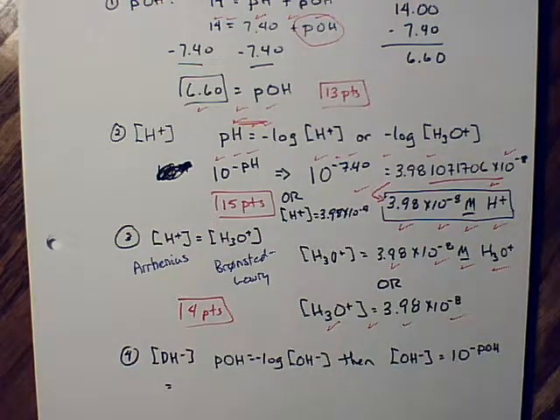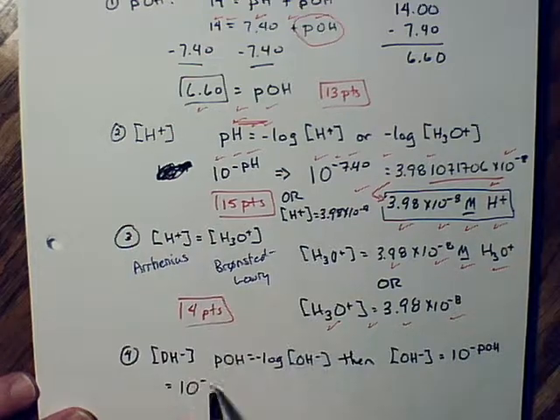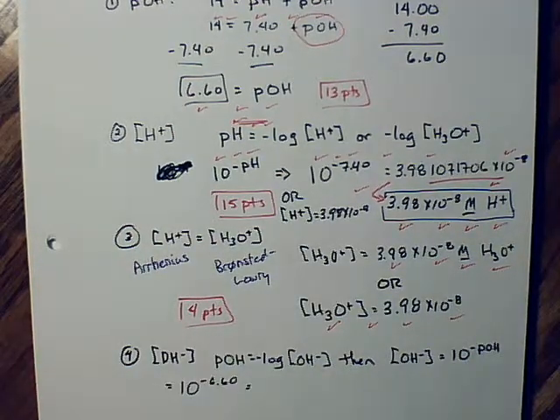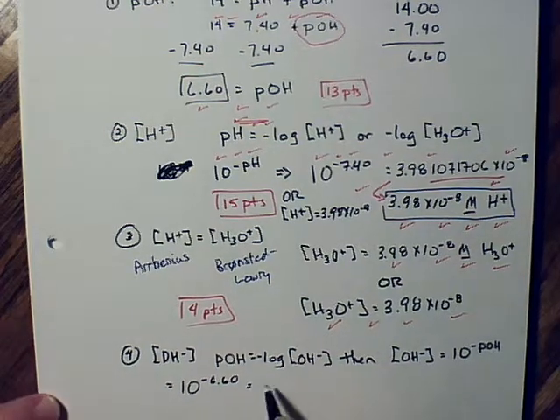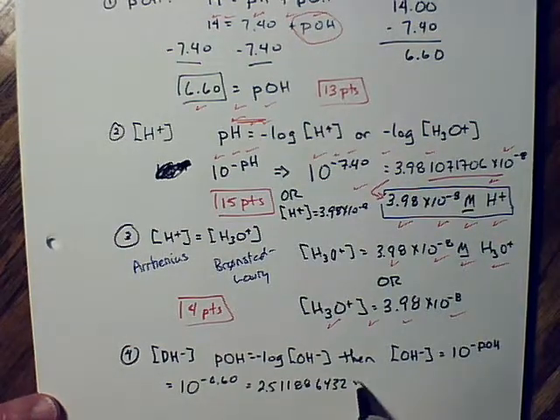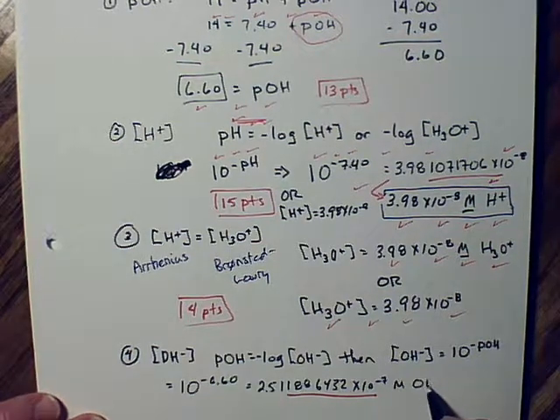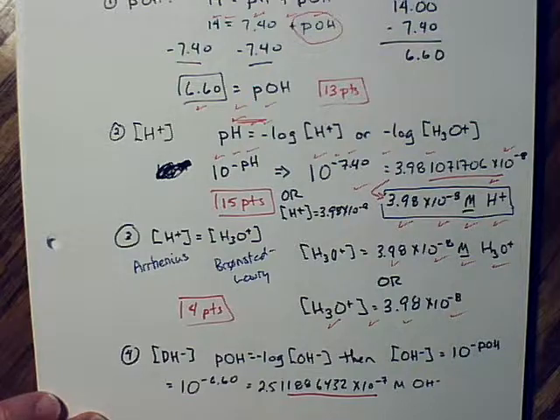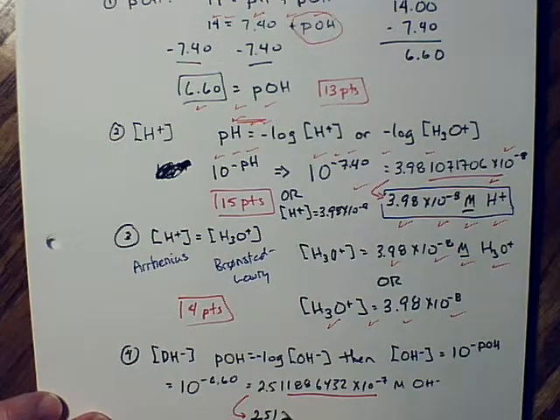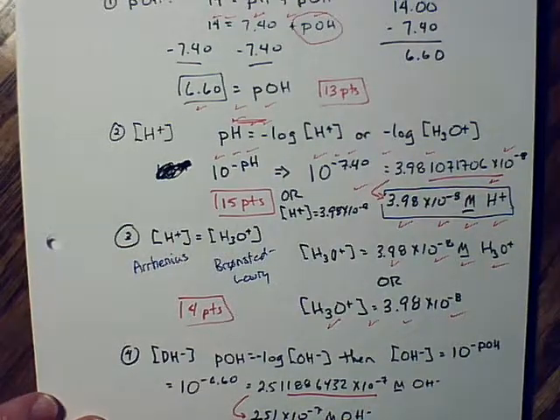So that to the negative, well, let me actually put the number in there. Negative, and we said POH was 6.60. And we get 2.511886432 times 10 to the negative 7. Underline all but the first three digits. And this is the molar concentration of hydroxide ions. And so our answer then is 2.51 times 10 to the negative 7 molar hydroxide ions. That's one way to get it.